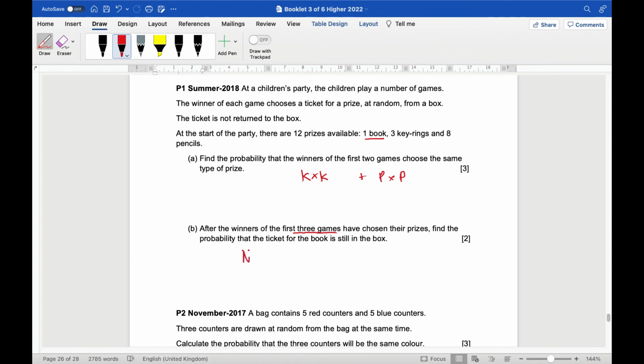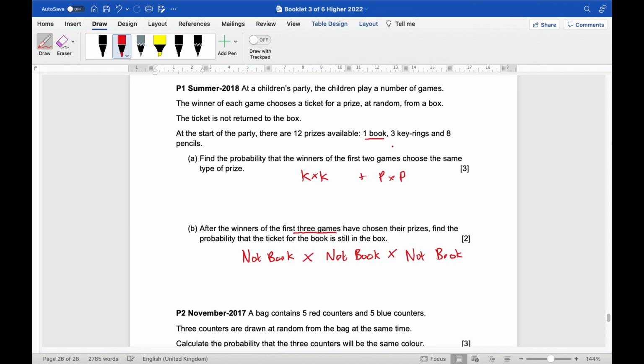So what we want here is not the book for the first person. We want the second person to not take the book. And we want the third person to not take the book. And then the book will be left. So that is the probability that the book is left. So that times that times that.